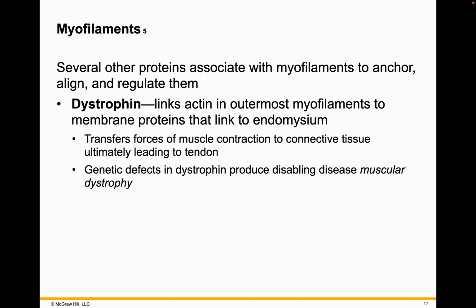myosin. There are several other proteins associated with the myofilaments that anchor, align, and regulate them. One of them is dystrophin. Dystrophin links the actin in the outermost filaments to the membrane proteins that link it to the endomysium. This transfers the forces of muscle contraction to the connective tissue, ultimately leading to the tendon. It is genetic defects in dystrophin that produce muscular dystrophy, Duchenne's muscular dystrophy.